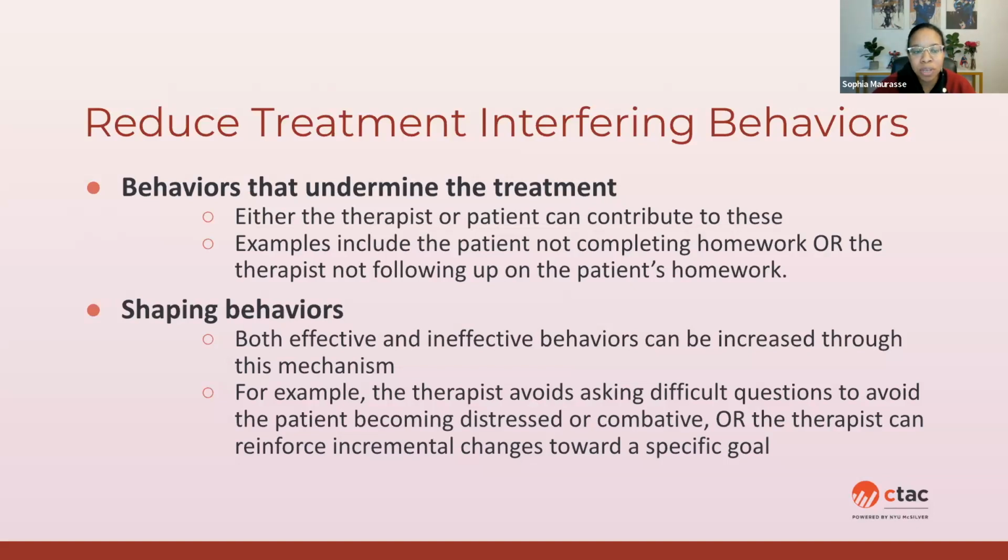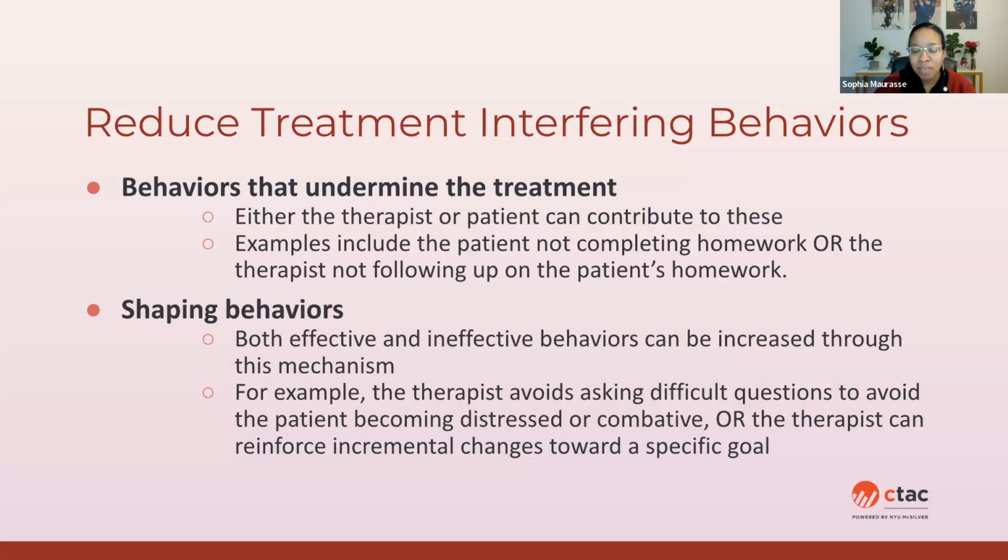So the treatment interfering behaviors, as I said before, are the ones that really undermine the treatment. So it could be not completing homework, but could also be behaviors that are done by the therapist. I'll say one thing about the shaping behaviors. So this is where therapists can shape behaviors of the patient by gradually encouraging small middle steps that lead to big changes. But clients can also shape therapist behaviors.